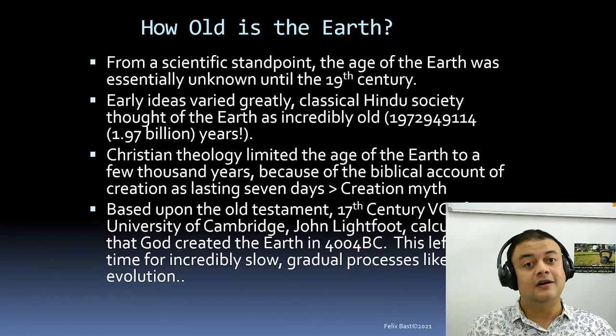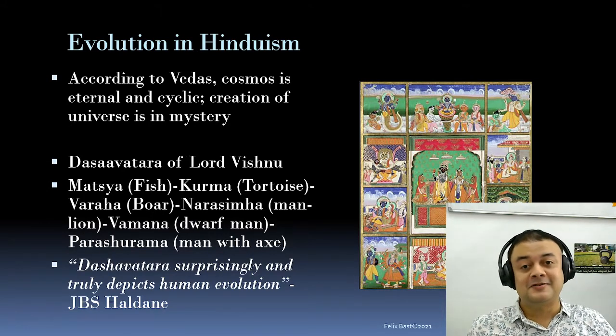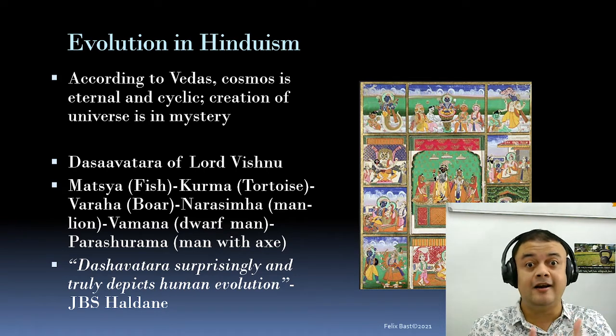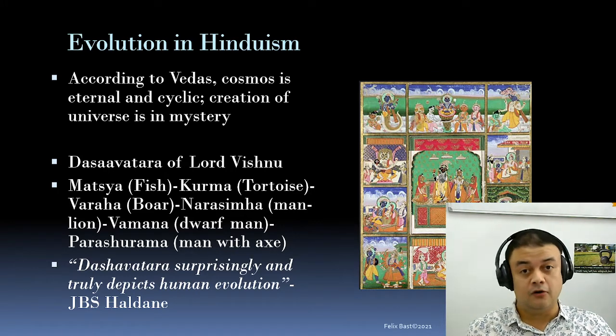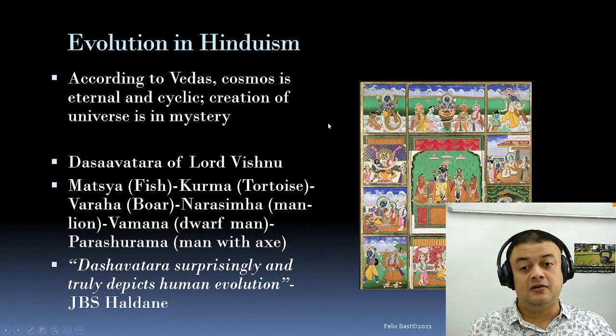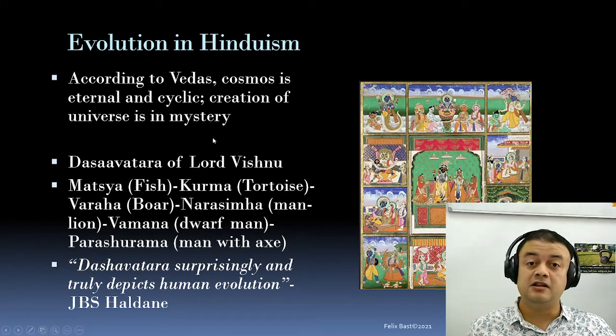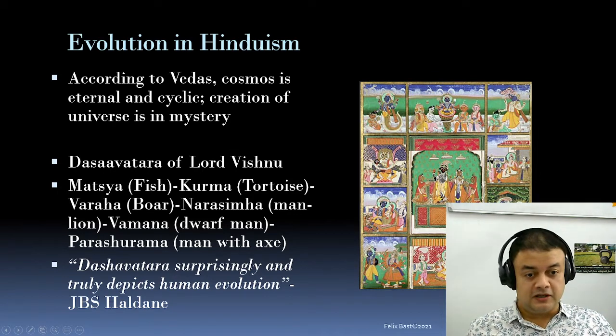So that is how the Westerners have been ridiculing Hinduism and our concepts. But according to the Veda, the cosmos is eternal and cyclic. The creation of the universe is a mystery, like black holes, they don't know. But the cosmos is eternal. And of course, if you look at the incarnations of Lord Vishnu, the famous Dashavatara, there are 10 incarnations, right? That is what is pictorially represented here.